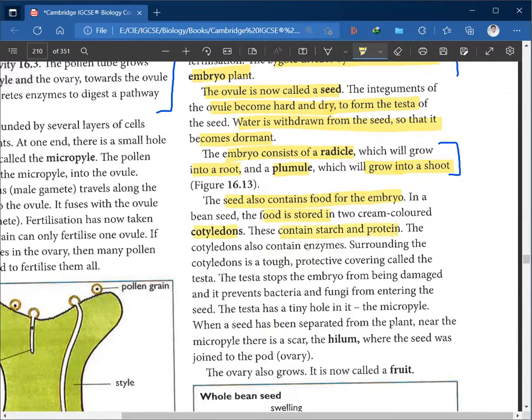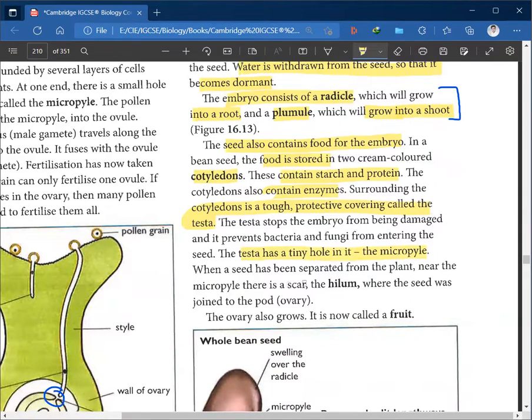The cotyledons also contain enzymes. Surrounding the cotyledons is a tough protective covering called the testa. The testa stops the embryo from being damaged and it prevents bacteria and fungi from entering the seed. The testa has a tiny hole in it, the micropyle. When a seed has been separated from the plant near the micropyle, there is a scar, the hilum, where the seed was joined to the pod ovary. The ovary also grows. It is now called a fruit. All right. Ovary goes and it is called a fruit.